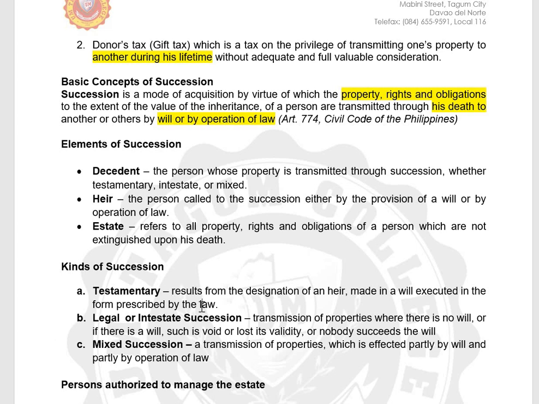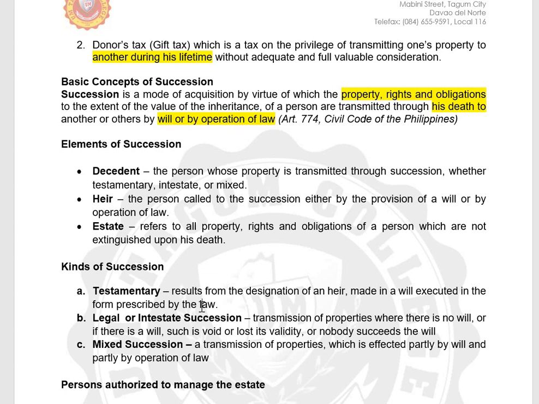So if a person died with a will, that means to say that the person died testate. Yun nga, diba, ang tawag sa kanya is testator. Legal or intestate succession naman, these are transmission of properties, no? Where there is no will, or kung may will man, such last will and testament is void or lost its validity, or nobody succeeds the will.